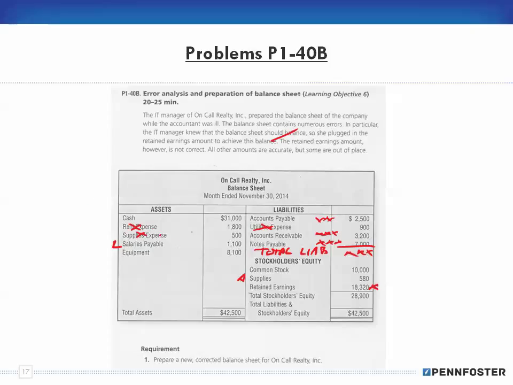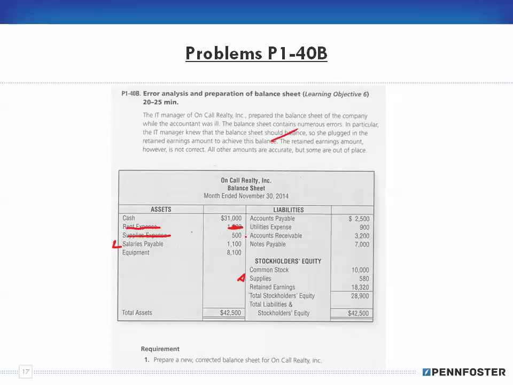We get rid of these expenses. We have three expenses here that don't belong here. The salary payable, so let me do it like this. Okay, so, and yeah, I'm going to use the pen. So rent expense does not belong here.